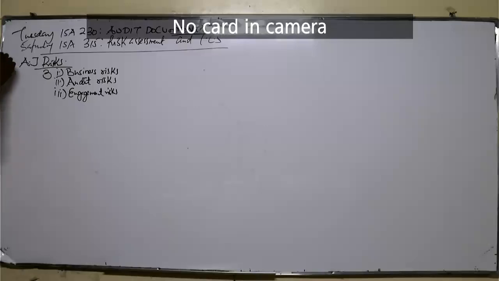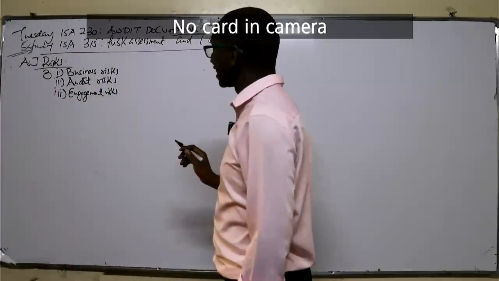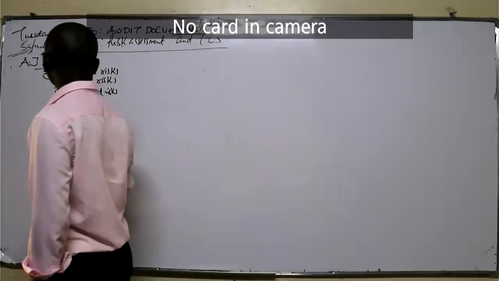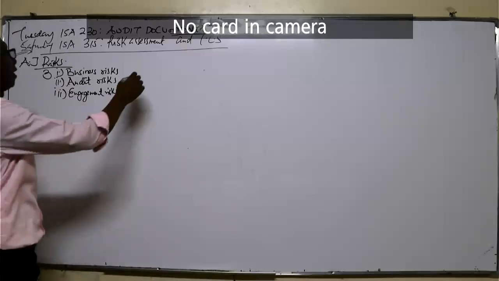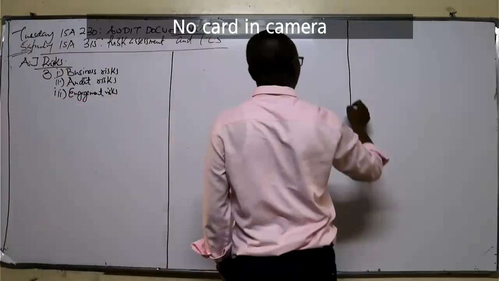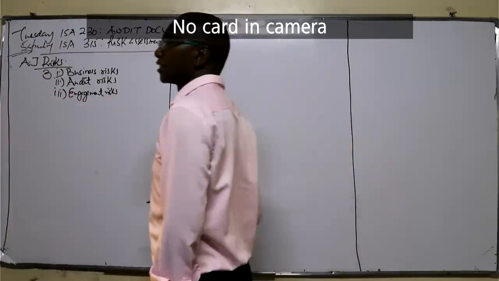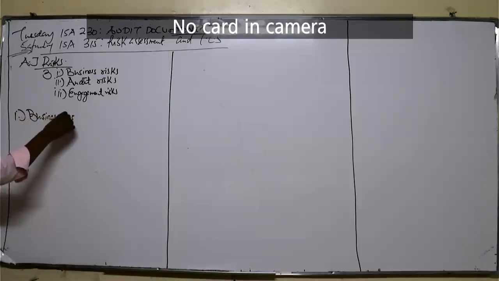Now revising on ISA number 315, risk assessment and ICS. Risks are classified into three: business risks, audit risks, and engagement risks. Now, the element of business risk.